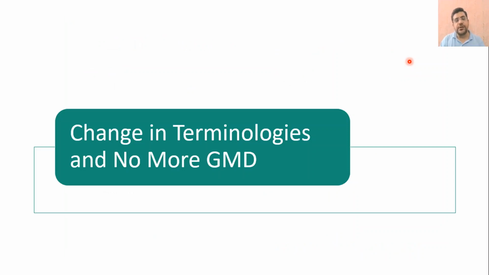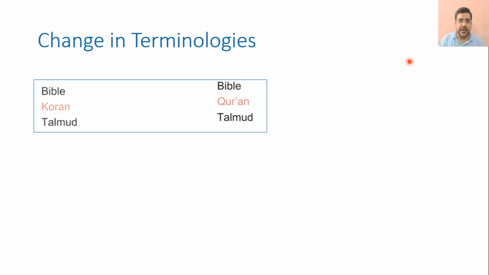Change in terminologies and no more GMD. This is something important to understand. So let me tell you terminologies first. By terminologies, I mean some important books. For example, the Bible. The spelling of Bible remains the same. The spelling of Quran is actually changed. In RDA it's QUR apostrophe AN, Qur'an. And then Talmud. The spelling of Talmud remains the same.